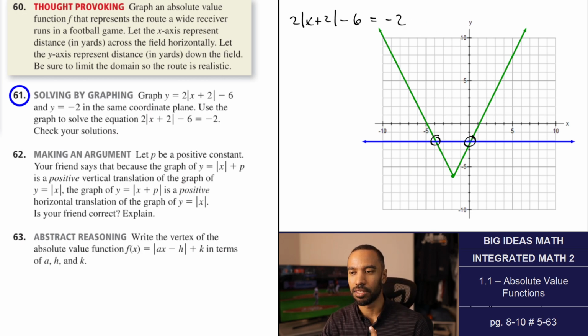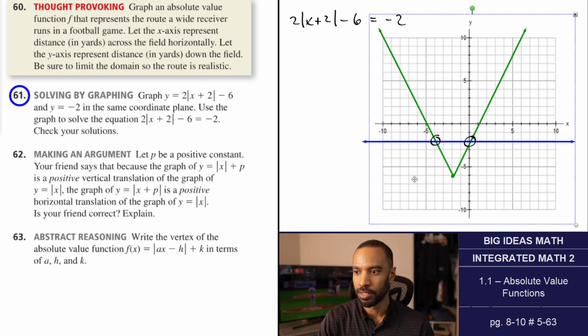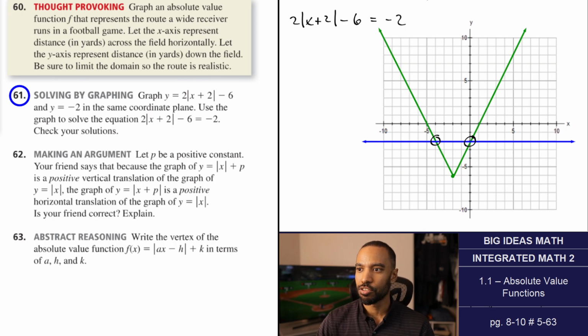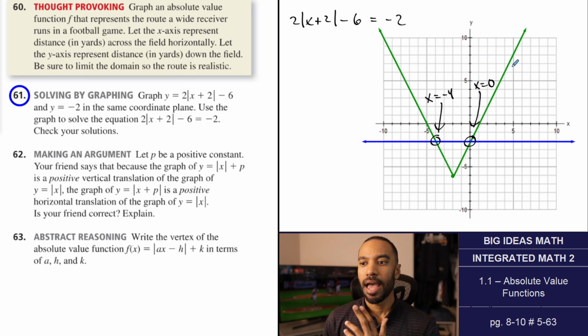Now, when I look at my graph by drawing, it appears that the x values that this thing hits are -4 and 0. Graphically. Algebraically, is that true? That's what they're asking. So we've got to solve this.